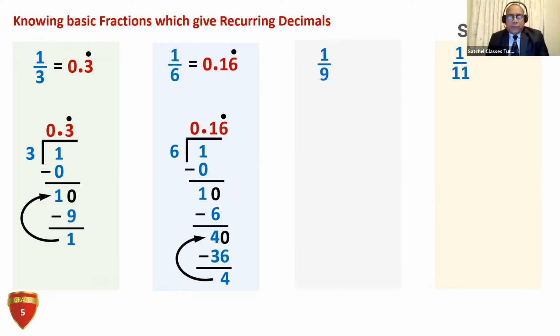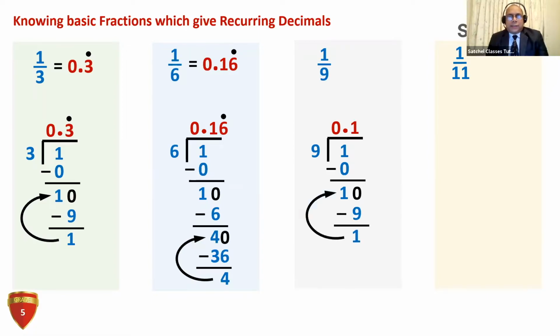Let's find out what is 1 over 9. The first step is the same. 9 doesn't divide 1, so we put a decimal and that makes it 10. Now 9 goes into 10 once, leaving a remainder of 1. So that second step will keep repeating from here on, which means 1 over 9 is nothing but 0.1 recurring.